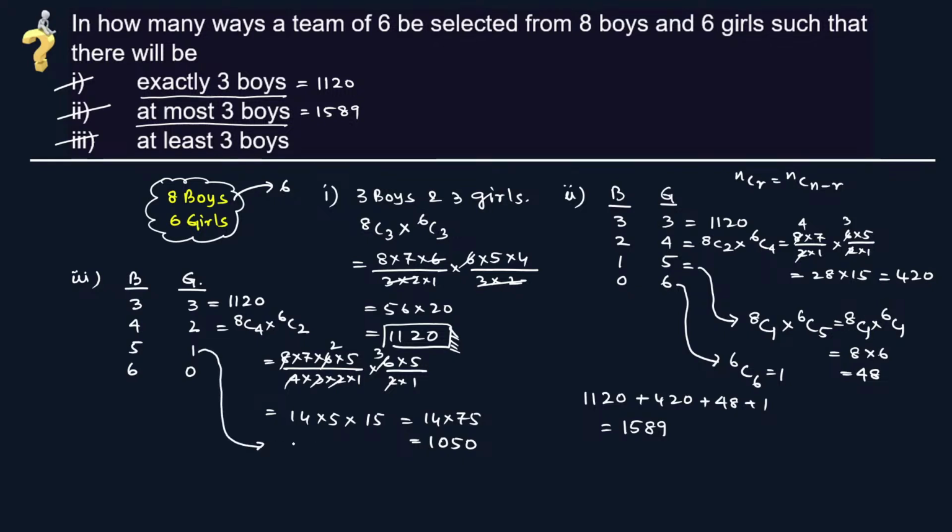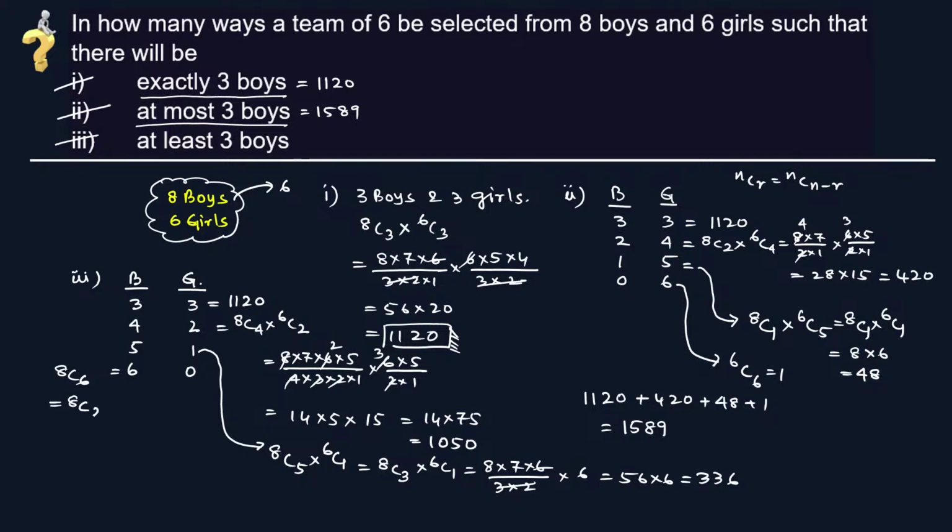It will be 5 boys selected from 8 boys. So it is 8C5 into 1 girl, 6C1. So that gives us 8C5 is same as 8C3 into 6C1. That gives us 8 into 7 into 6 divided by 3 into 2 into 6. So that gives us 56 into 6, which gives us 336. Okay? And the last one is 6 boys are to be selected. No girls are selected. So that can be done in 8C6 different ways, which is same as your 8C2. So that gives us 8 into 7 divided by 2 into 1. So it is coming like 28.